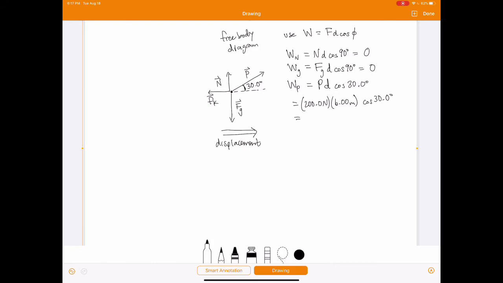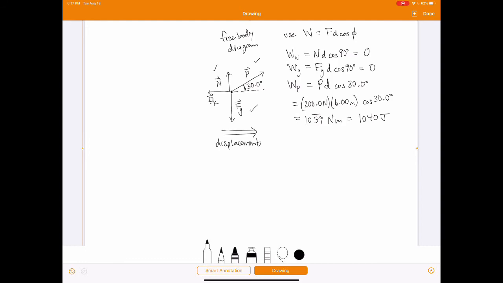Now, what this works out to is 1,039 newton meters are the units here. But we do want to round this off to 3 sig figs, so we would say 1,040 joules. And remember, a newton times a meter is the same as a joule. There's only one left. We need to find the work done by friction, because here, we've got the normal force, we did that, we've got the pull force, we've got gravity. What's the work done by friction?